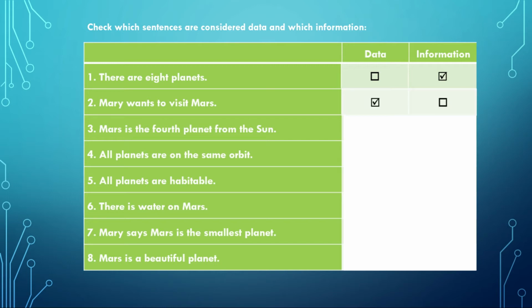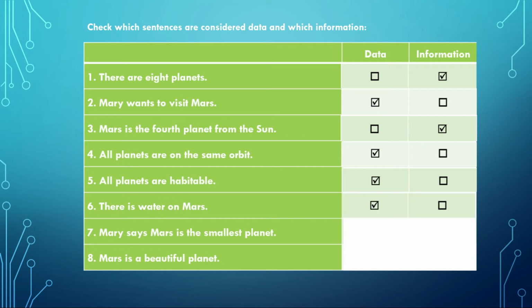It's data. Mars is the 4th planet from the Sun. It's information. All planets are on the same orbit. Basically, it's data. All planets are habitable. Is it data or information? Basically, it's data. There is water on Mars. Is it data or information?